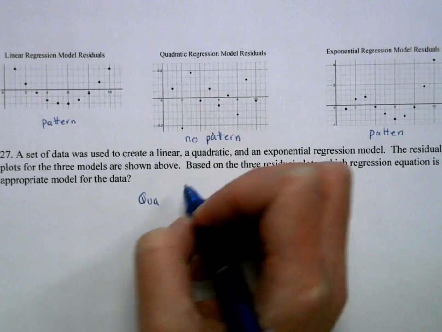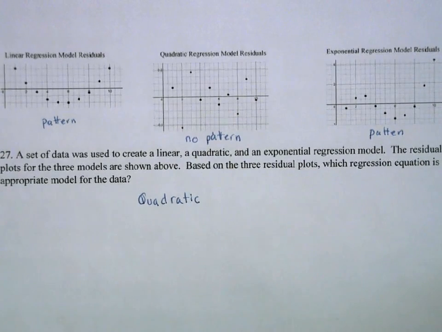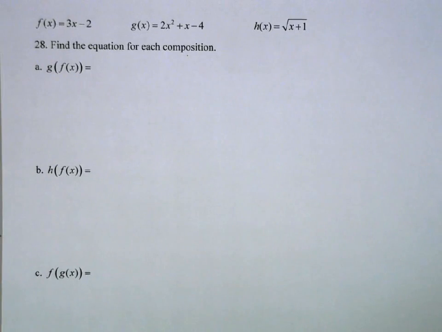We've got 3 equations and we're going to do some compositions. So g of f of x. We're going to take this equation and plug it in for the x's here.